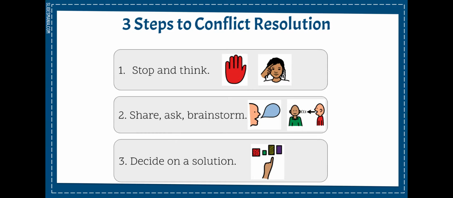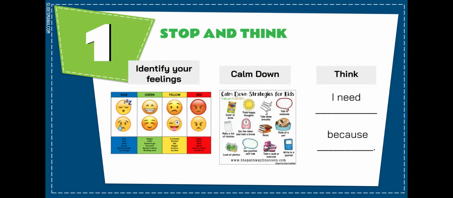Step 1, stop and think. Step 2, share, ask, and brainstorm. Step 3, decide on a solution. Step 1 is stop and think. How do you feel? How can you use your calming down strategies during this time? What is it that you might need? You can think to yourself, I need blank because blank.